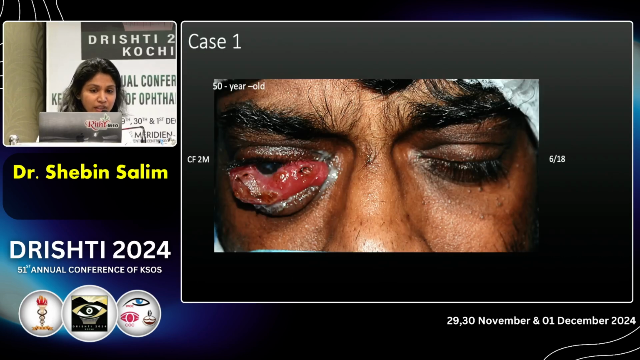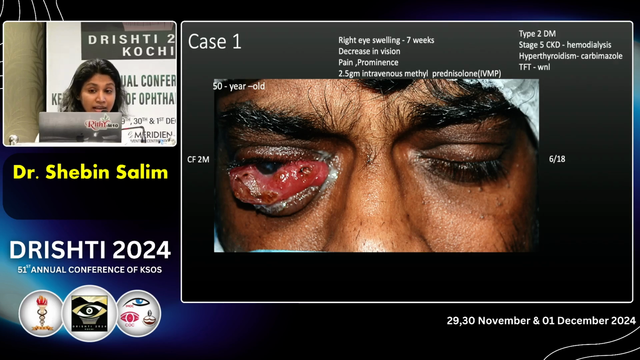So this was our first case, a 50-year-old gentleman who presented with right eye swelling and decrease in vision of 7 weeks duration. He was elsewhere diagnosed as a case of active thyroid eye disease and had already received 2.5 gram IVMP before presenting to us. He had multiple systemic comorbidities, and on examination his visual acuity was counting fingers at 2 meters in the right eye and 6/18 in the left eye.